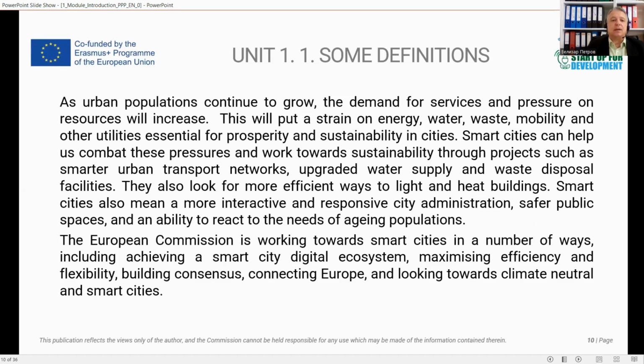Smart cities also mean a more interactive and responsive city administration, safer public spaces, and an ability to react to the needs of aging populations. The European Commission is working towards smart cities in a number of ways, including achieving a smart city digital ecosystem, maximizing efficiency and flexibility, building consensus, connecting Europe, and looking towards climate neutral and smart cities.